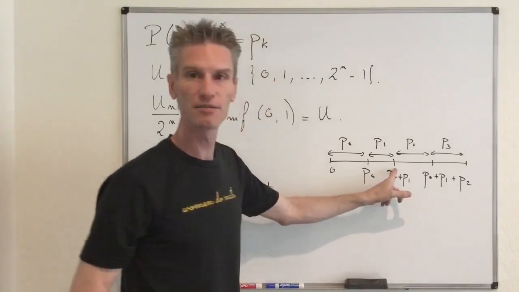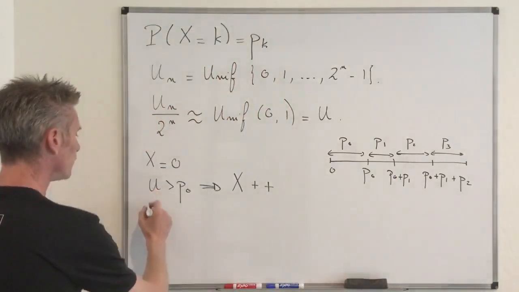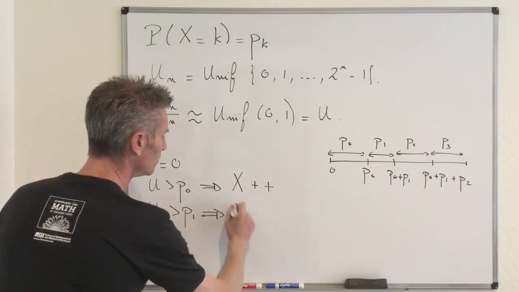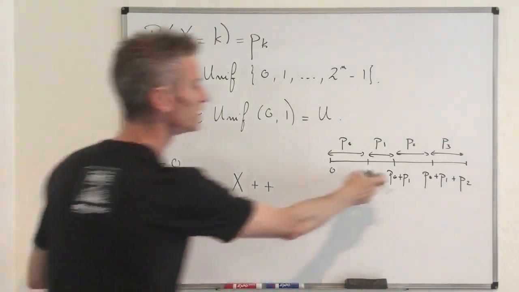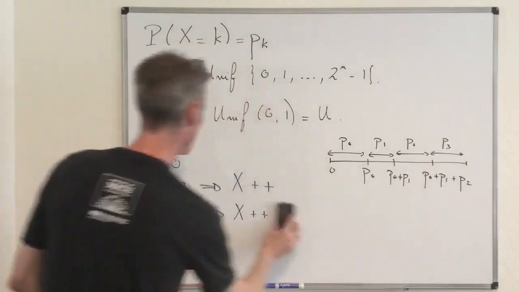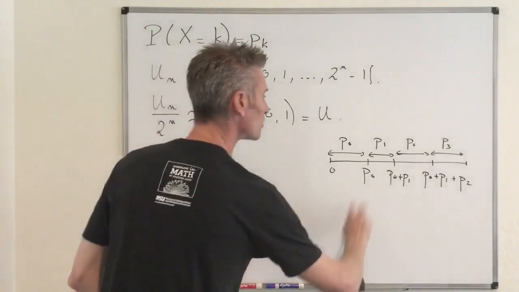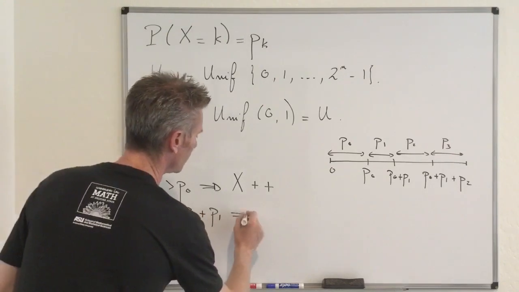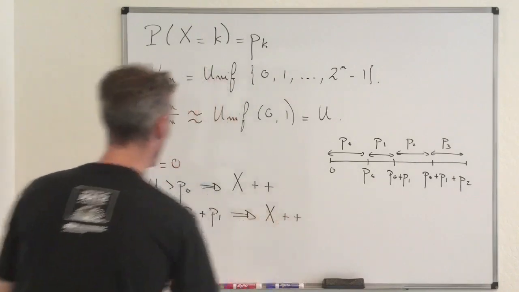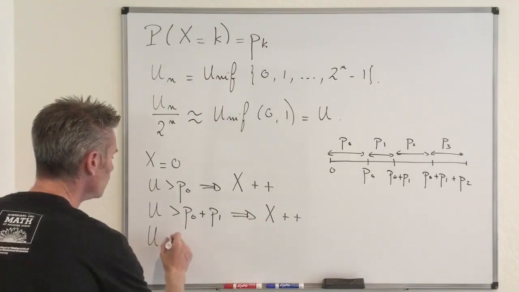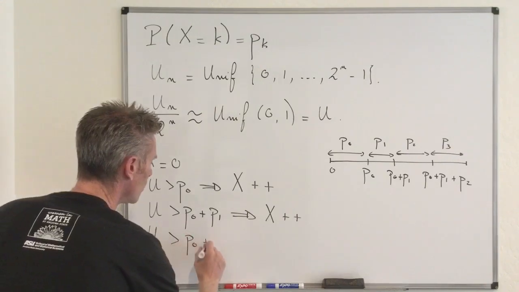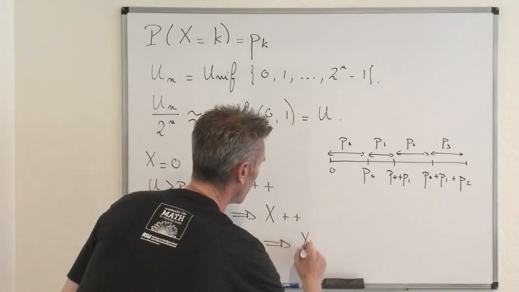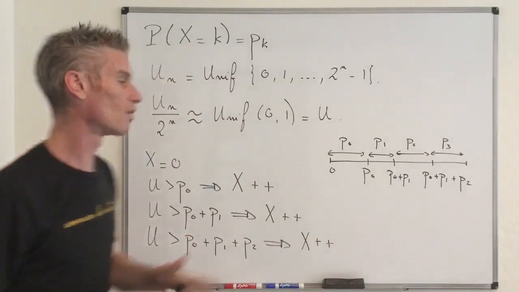But then you need to test again for the next value. So if u is also larger than p1, then you add again 1. No, it's not p1, it's p0 plus p1, because you want to be in the second interval. So p0 plus p1, then x++. And then the last condition: if u is also larger than p0 plus p1 plus p2, then you again add 1 to your random variable x.